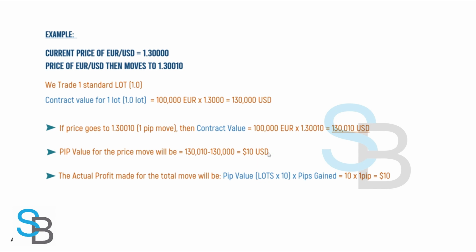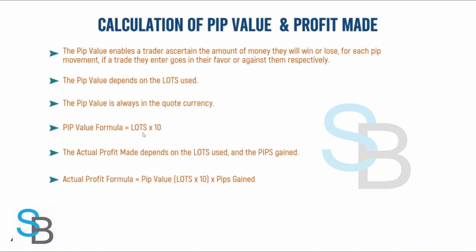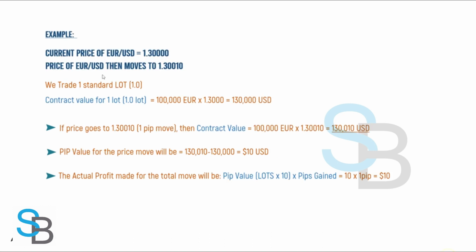So the pip value for this price move is $10. I remember I said from the previous slide that the pip value is always in the quote currency. Now the quote currency for Euro USD is USD. So the pip value, in this case, is $10. For one pip movement, the value is $10. Now the actual profit made from the total move will be pip value times pips gained. The pip value is lots times 10 times the pips gained. This is the pip value, which is 10, and of course it's one pip movement.